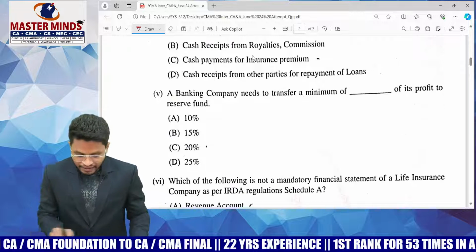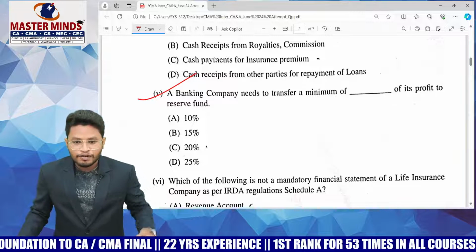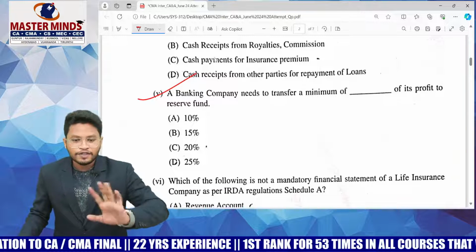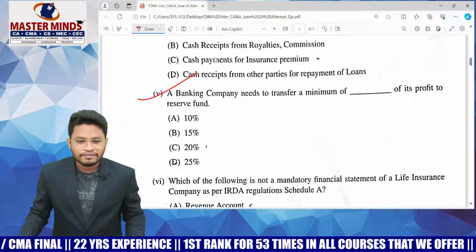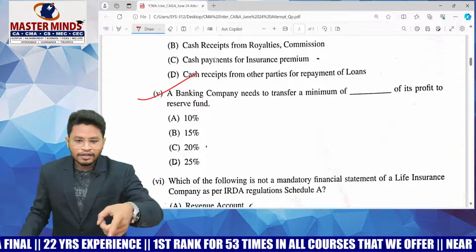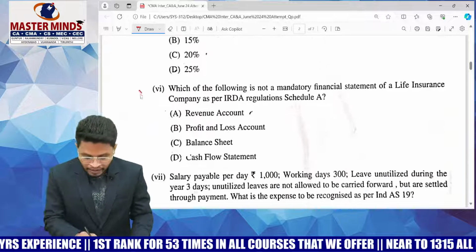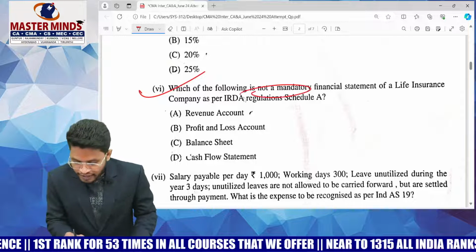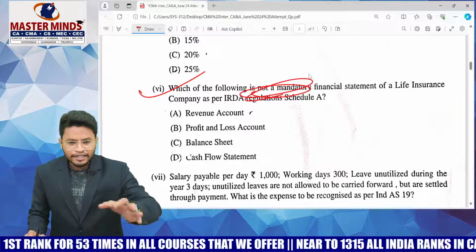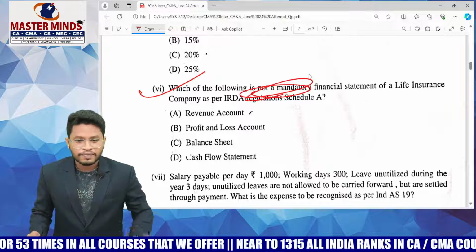Okay. And from banking companies, what is the percentage of profits that is to be transferred to the reserve fund or statutory reserve? Direct question, in the study material and in our material also. From insurance companies, which of the following is not a mandatory statement? This is also a direct question from the study material.